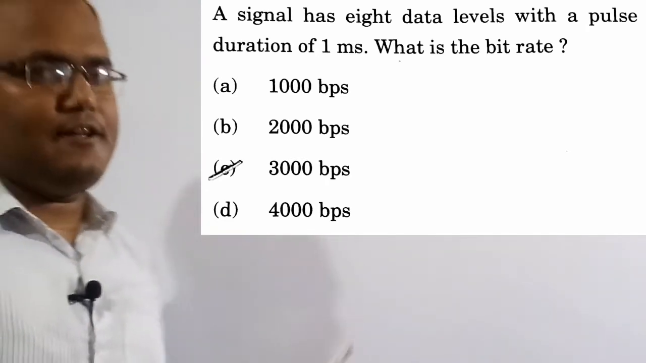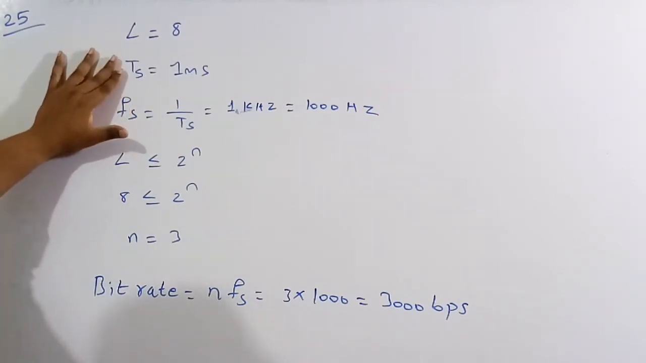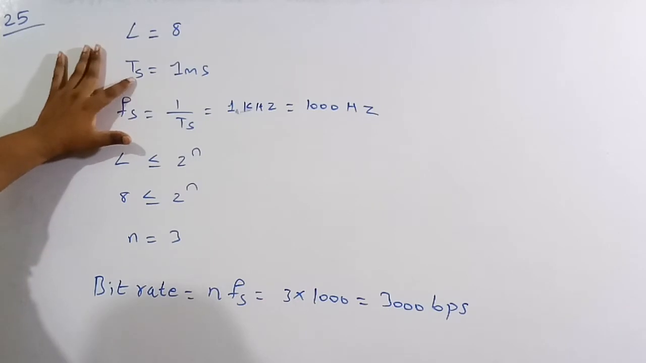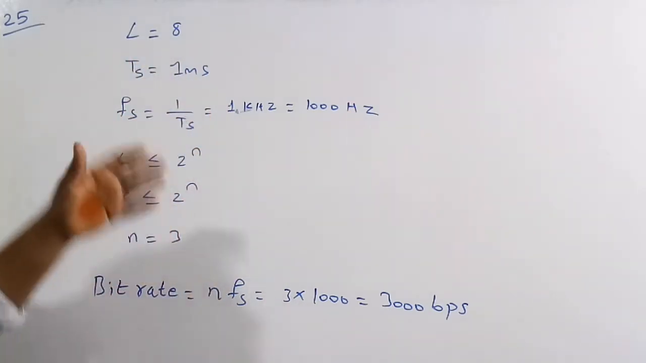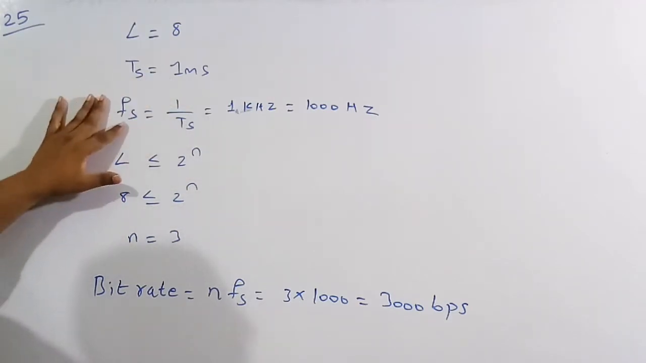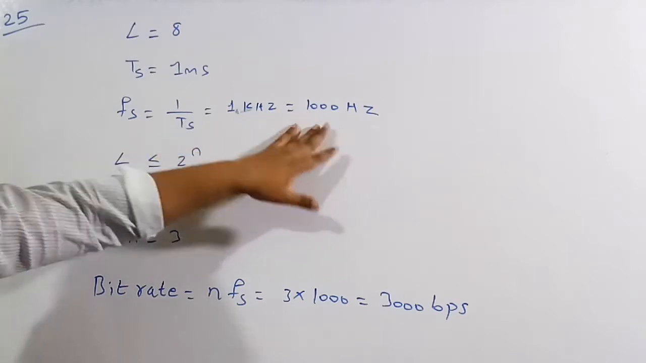So let's solve this numerical. In the question they have given that the number of levels is 8 and the pulse duration is Ts. So Ts is equal to 1 millisecond, the time between the pulses in the train of pulses. Therefore the sampling frequency is equal to 1 by Ts, which is nothing but 1 kilohertz or 1000 hertz.